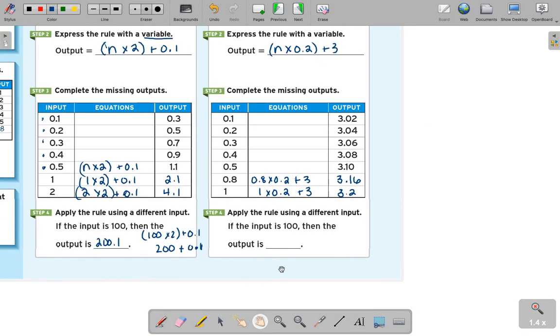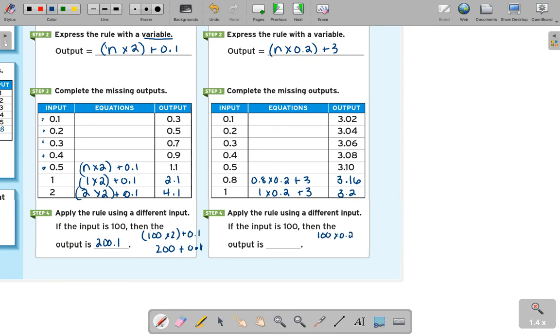And finally, I want to try it in this problem with the 100. So I'm going to work over on the side again. So 100 times 2/10 plus 3. Well, 2/10 of 100, well, 100 tenths would be 10. And then I'm going to take it times 2/10. That's 20. And then I add 3. My answer is going to be 23. Pretty cool.